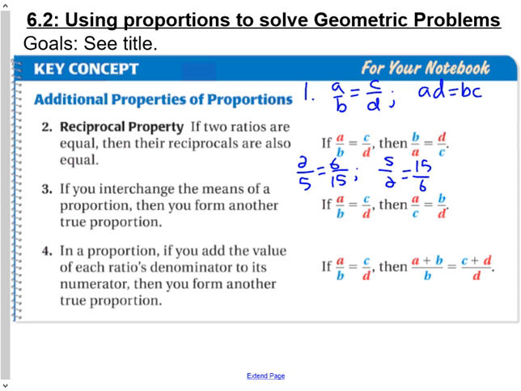Next, if you interchange the means. Reminder, means are the bottom number of the first ratio and the top number of the second. So we have a over b equals c over d. We flip them around, and a over c will equal b over d. Keeping with the numbers we have here, let's do that with 2 over 5 equals 6 over 15. Flipping these diagonals, we get 2 over 6 equals 5 over 15. And both of those equal 1/3.